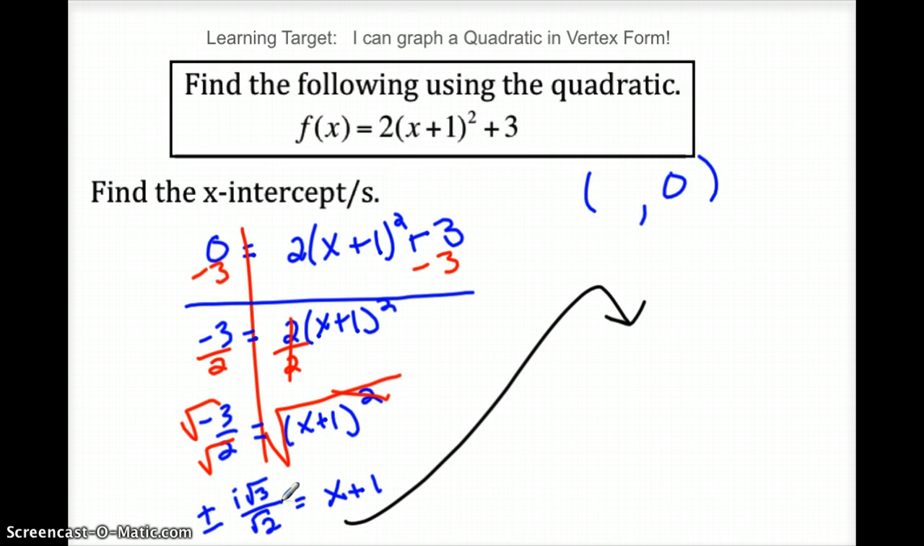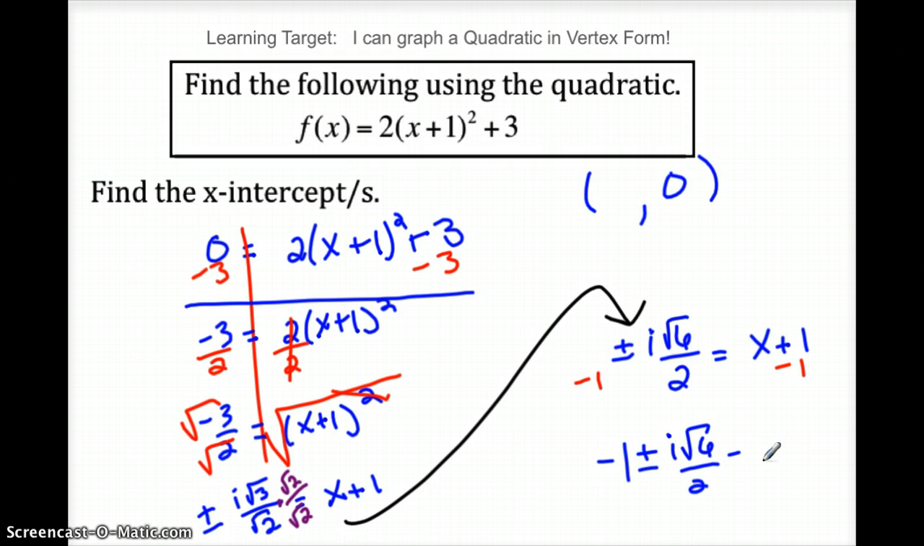I would need to do that special fraction thing. So I would need to multiply by square root of 2 over square root of 2. So then that way, I will have plus or minus i radical 6 on the top, because we do 3 times 2 and get a 6. On the bottom, I have a pair of 2's now, so a 2 comes out. We've seen this fraction before. And then to get x by itself, I just simply subtract 1. But remember, plus or minus is a bodyguard, so -1 cannot get past it. Okay, so those are my two x-intercepts.